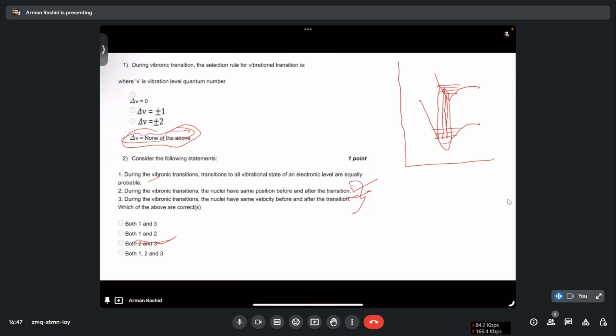Which of the following accounts for an increase in temperature of the stratosphere? So I'll tell you briefly about the stratosphere.